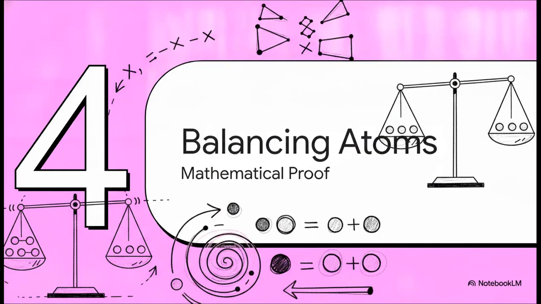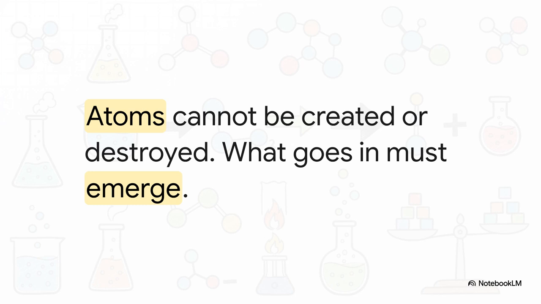Section 4. Balancing the atoms. To mathematically prove our chemical detective work, we have to rely on a massive rule, the law of conservation of matter. It states that there is no detectable change in the total quantity of matter present when matter converts from one type to another. Put simply, atoms cannot be created or destroyed. What goes into a reaction absolutely must come out. Therefore, an equation must have strictly equal numbers of every single atom on both sides.